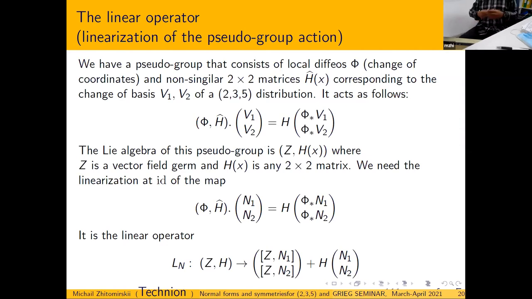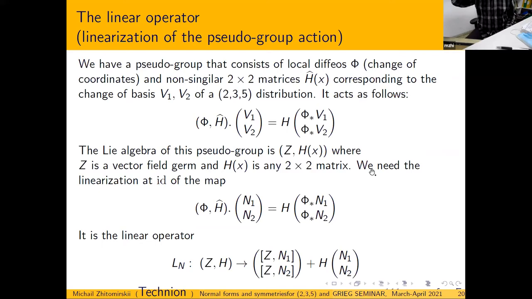And of course, now I'm bringing this Poincaré way to more precise words. We need the algebra of this infinite-dimensional pseudo-group. And what is the algebra? It's understandable. A vector field Z vanishing at the origin corresponds to a local diffeomorphism. And what concerns the non-singular 2x2 matrix is any 2x2 matrix, take the exponent. So this is the algebra, such a pair: a vector field and an arbitrary 2x2 matrix.